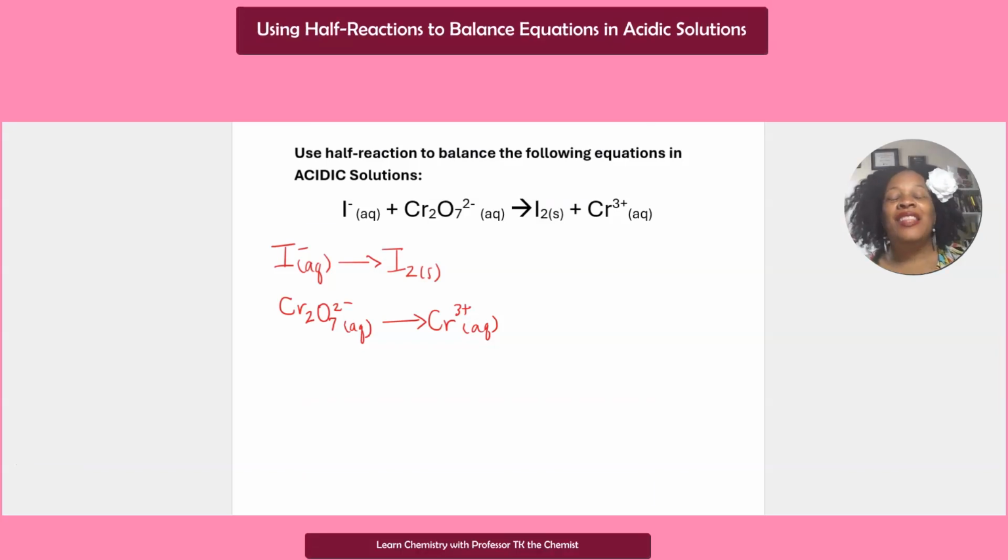Earlier today, I did this exact problem where we talked about using half reactions to balance equations in acidic solutions. Well, it was a lot going on in that problem, so I'm actually going to redo it, okay? And I'm going to go slow. And if you have questions, I want you to make sure you ask them.